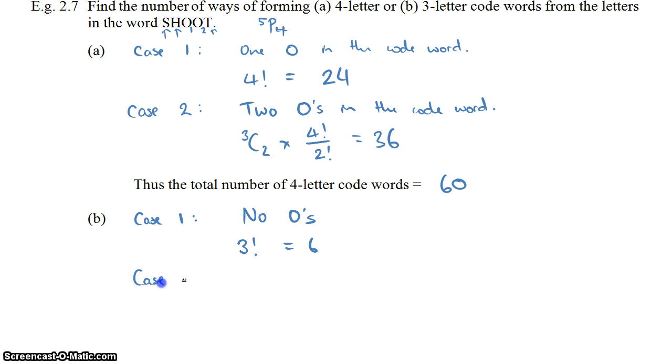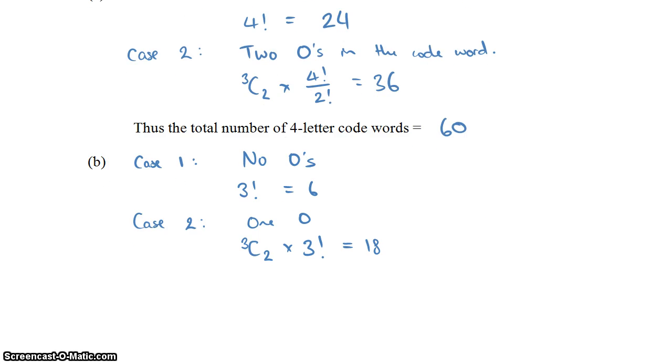Well, what's case 2 then? Case 2 is 1 O. And so, what does that mean? It means I've got O and then 2 of S, H, or T. So again, we go from S, H, and T. I choose 2 of them to accompany my O. And I then have 3 distinct letters which can be arranged in 3 factorial ways. 3 choose 2 is 3. And that gives me 3 times 6 is 18.